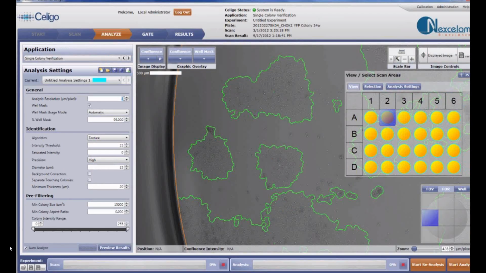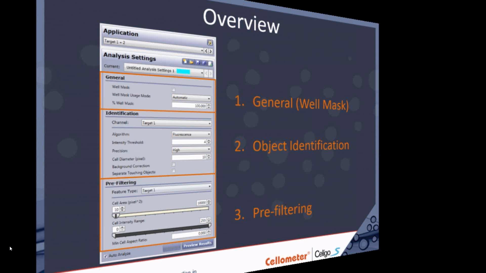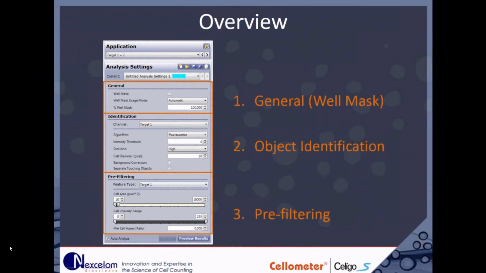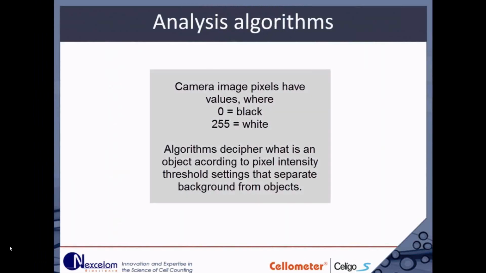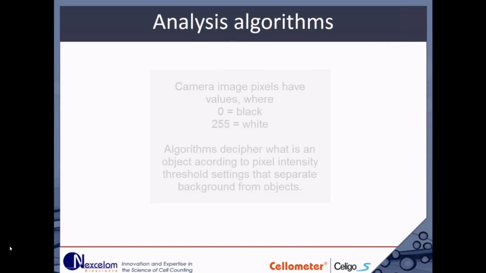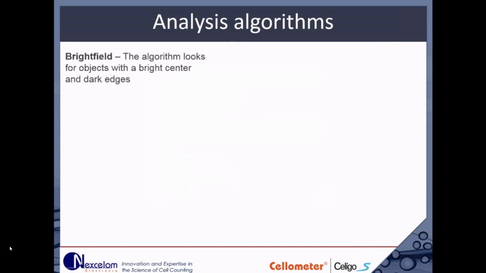So again, those are analysis and viewing features for large applications. We've covered the general well mask area. Now I want to move into object identification and pre-filtering. So here's some background. The camera image pixels have values where 0 is black and 255 is white. The algorithms decipher what is an object according to pixel intensity threshold settings that separate the background from the objects.